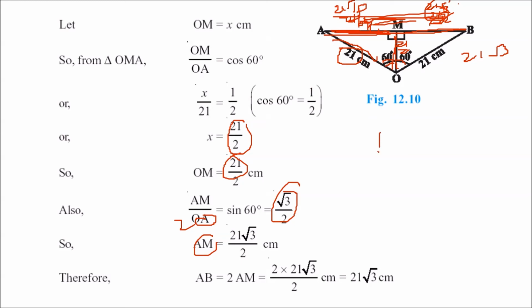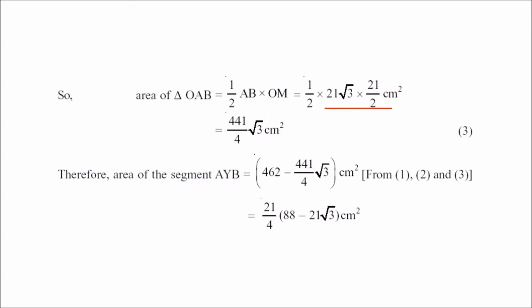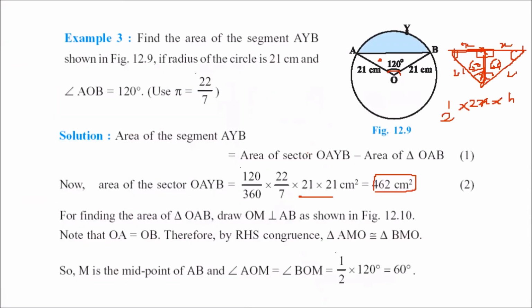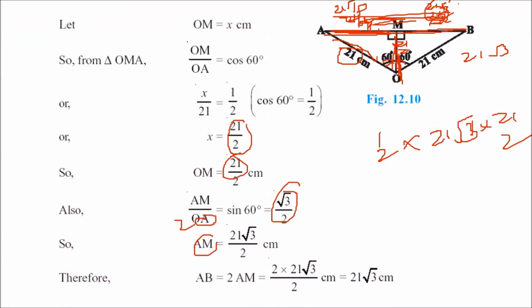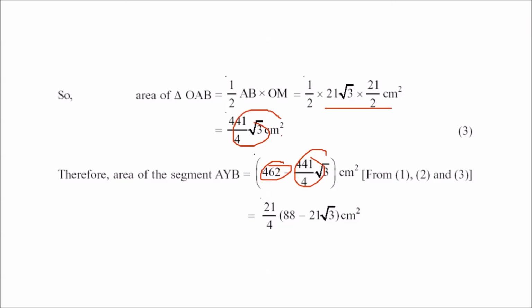Now we can directly apply half into base into altitude, that is 21 root 3 as base into altitude. Altitude is what? This is 21 by 2. This is what we have done. So area of triangle is this. Now we just have to subtract. We have already found out this complete sector area of 462, and we have just found out the triangle area. So we subtract the triangle area from 462 so that we can get this. This is how we get the area of the segment.